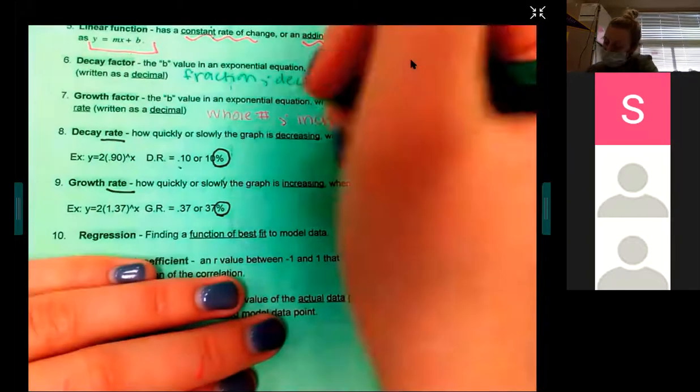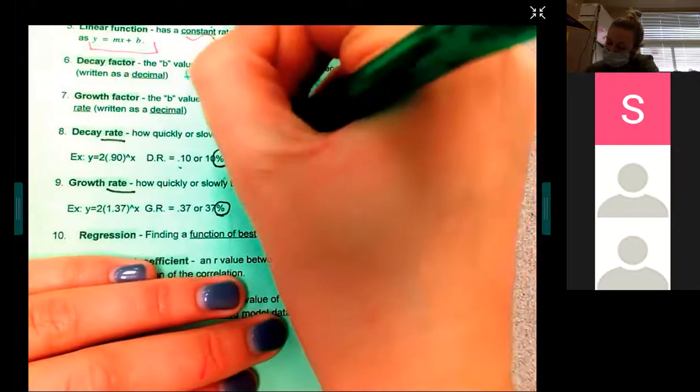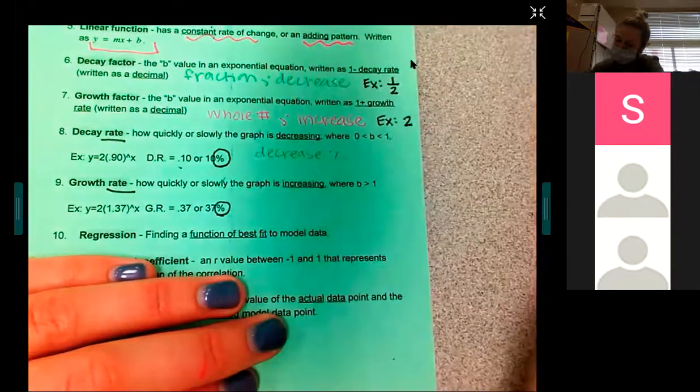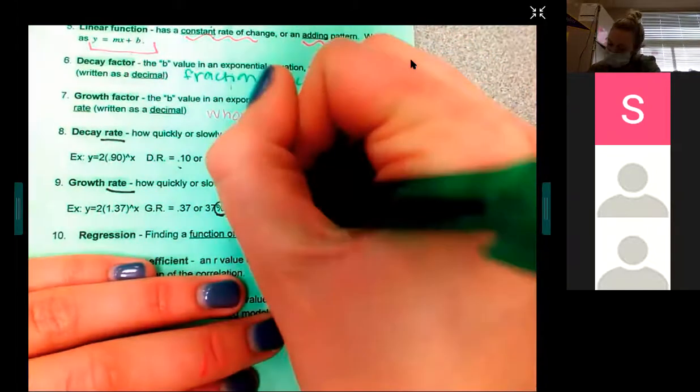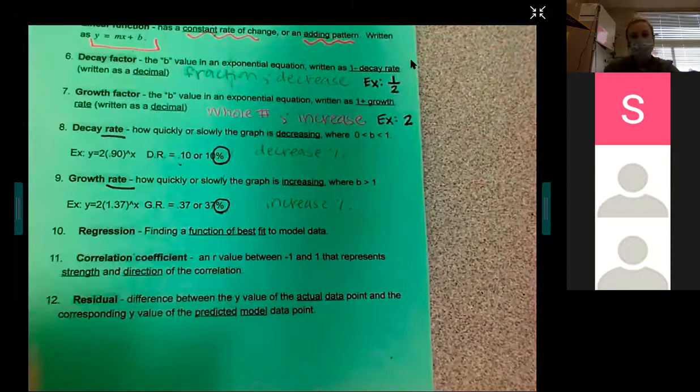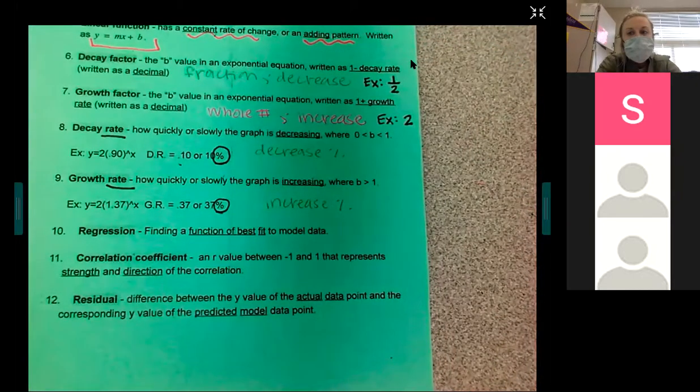So usually my light bulb word for these, I'm just going to help y'all out with this. For decay rate, I usually say decrease percent. And for growth rate, I usually say increase percent. And we'll talk more about that in a minute in the notes. And I actually gave you examples. Do y'all see those examples I gave you? That was so nice of me, right?